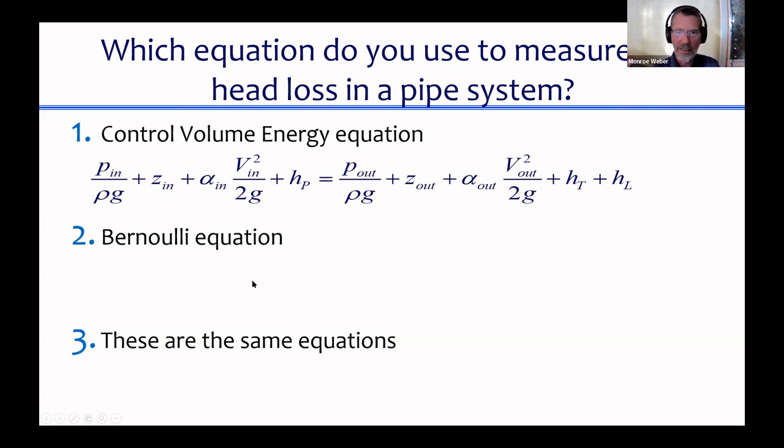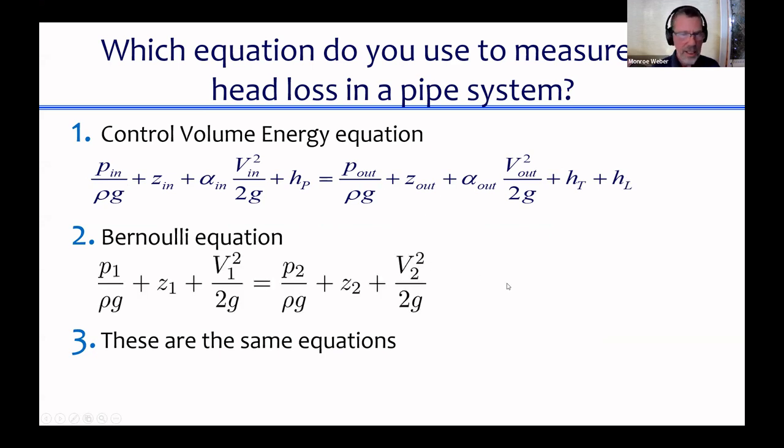So there's the control volume equation, and it's a mess. It's got, what is it, 9 terms, too many terms for one equation. It includes things like HP, which is the head added by a pump and the head taken out by a turbine. And it does have head loss tucked away there. Then there's the Bernoulli equation, and goodness, if you look at those terms, it's like, what's the difference? They've got the same terms in it.